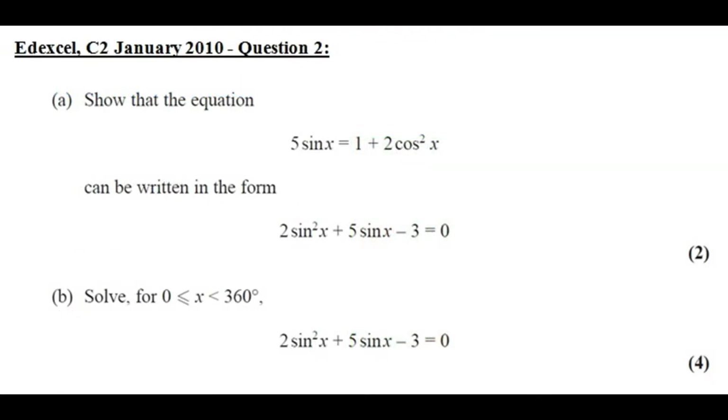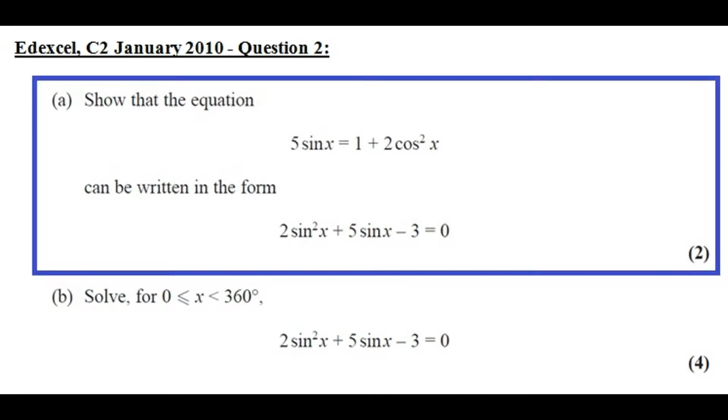Hi there, in this video we're going to try a past exam question on trigonometry. Question 2 part A: show that the equation 5 sine x is equal to 1 plus 2 cos squared x can be written in the form 2 sine squared x plus 5 sine x minus 3 is equal to 0. Now one thing to note is that the equation that we need to show doesn't have a cos squared term.